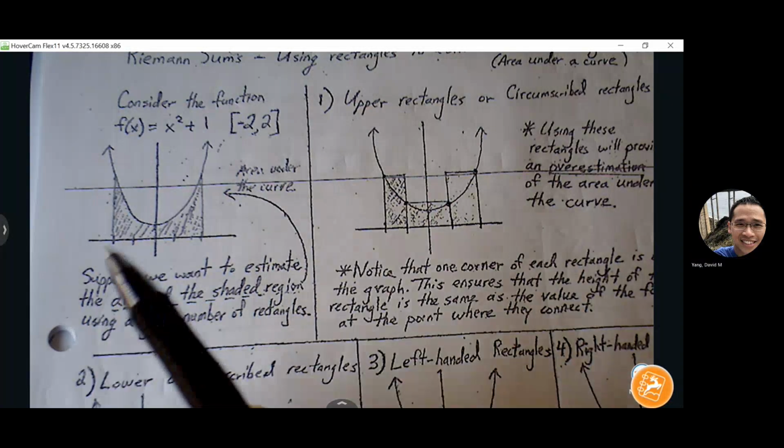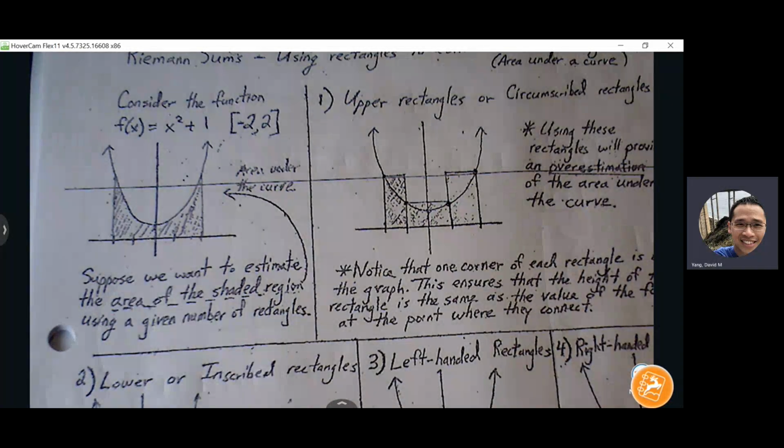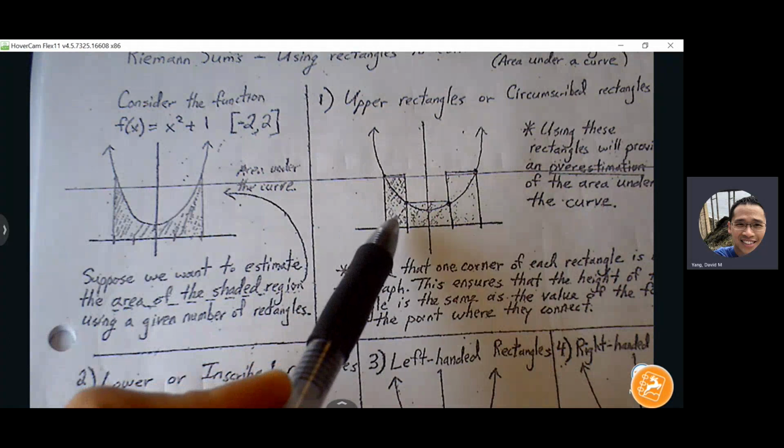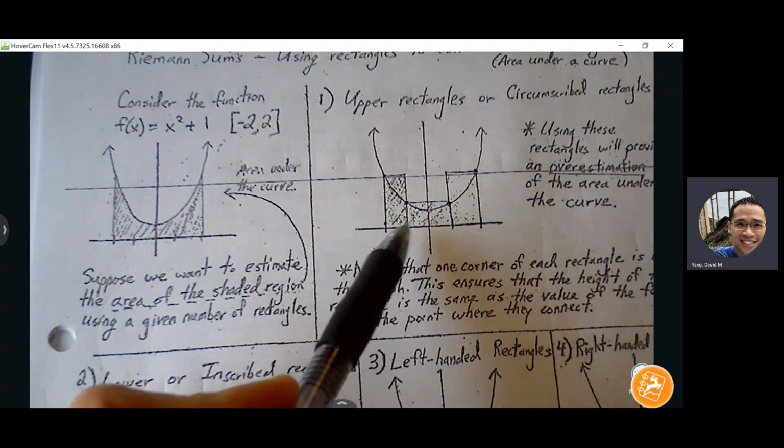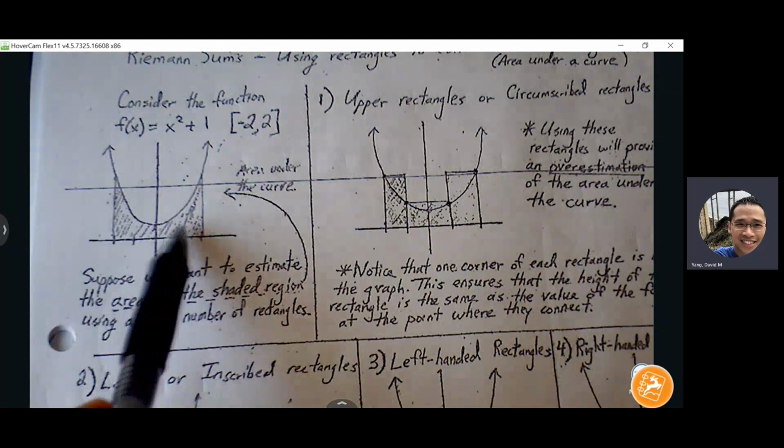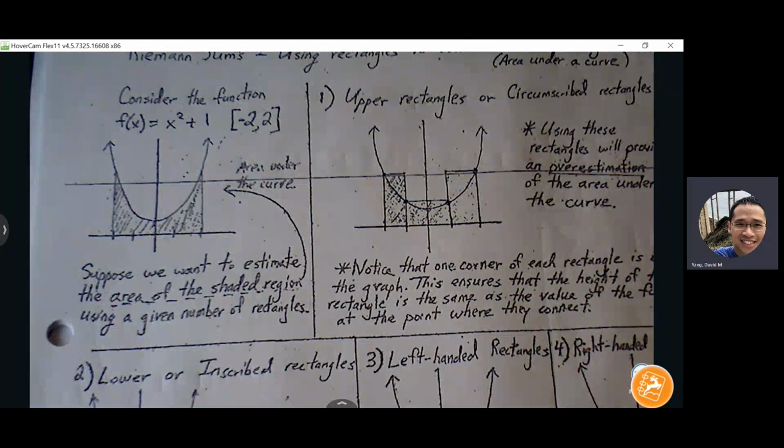Okay, so again, the big idea here is approximation. It's not going to be an exact value of this shaded region's area. That we'll explore tomorrow. Okay, so today we're just going to be talking about how do we create these estimations that the problem is asking for us to find.